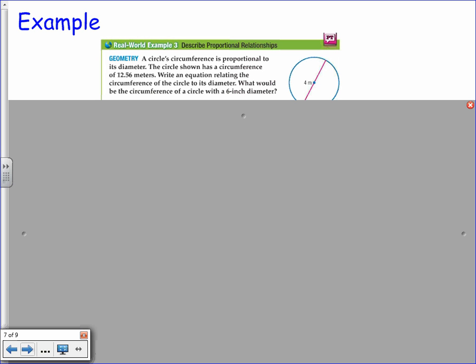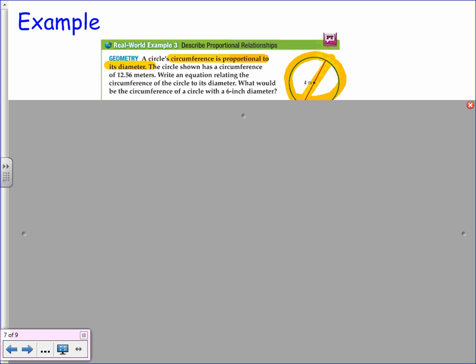All right, now here is a word problem. Okay, this is going to be dealing with constant of proportionality. Okay, so it says a circle's circumference is proportional to its diameter. Now, those are some fancy words. Circumference means the perimeter of a circle, and the diameter means that line that splits it right in half, all the way from one side to the other side going through the center. So that's what that means.